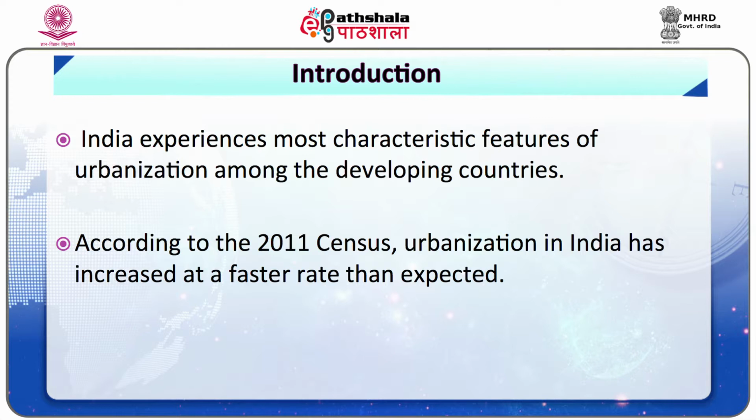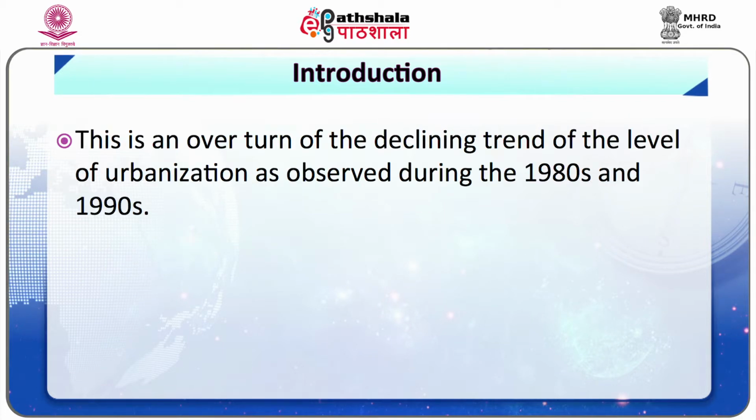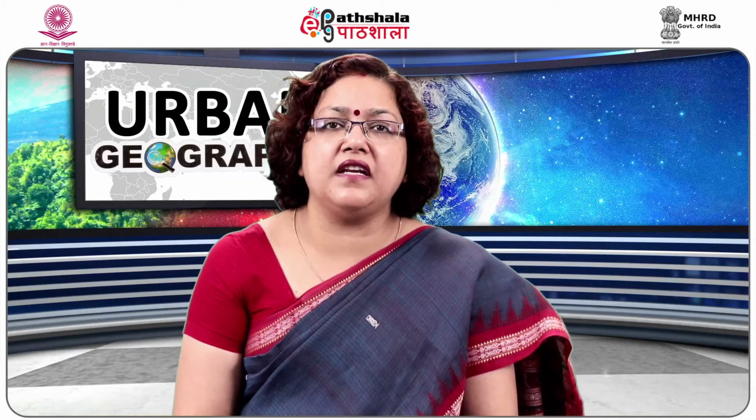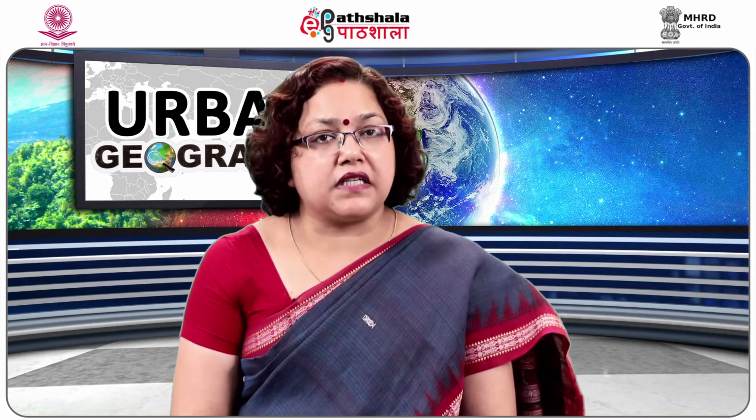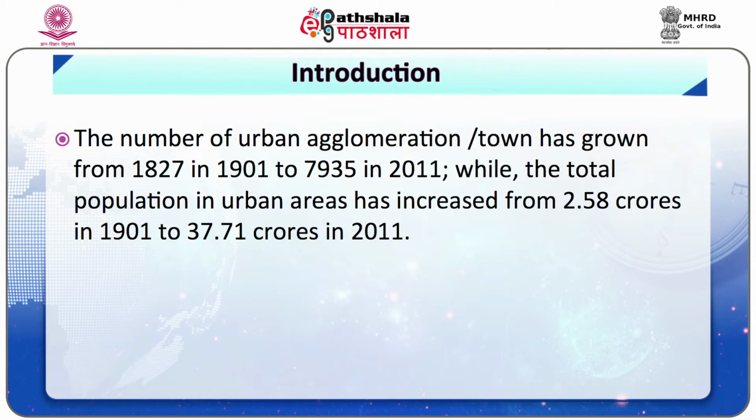India shares most characteristic features of urbanization in the developing countries. In India, according to the 2011 census, urbanization has increased faster than expected. This has reversed the declining trend in the growth rate of urban population, which was being observed in the 90s and 80s. Also, for the first time since independence, the absolute increase in the urban population was higher than that in the rural population. The number of urban agglomerations has grown from 1827 in 1901 to 7935 in 2011.